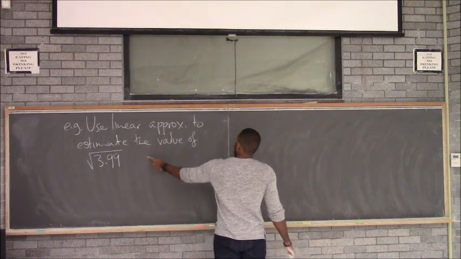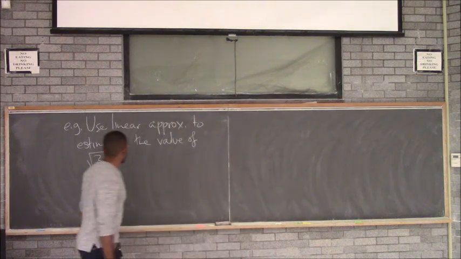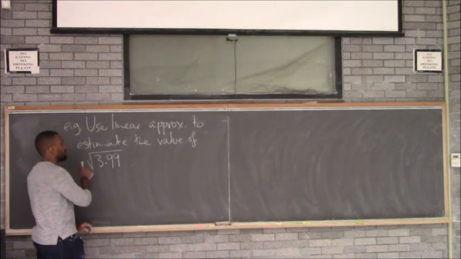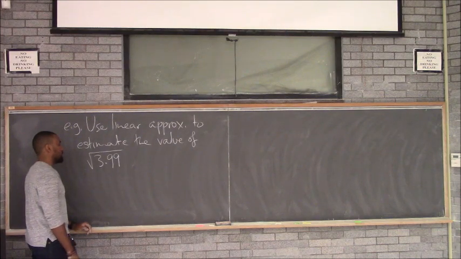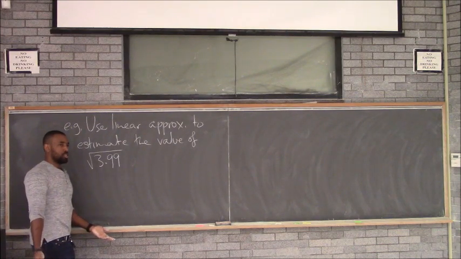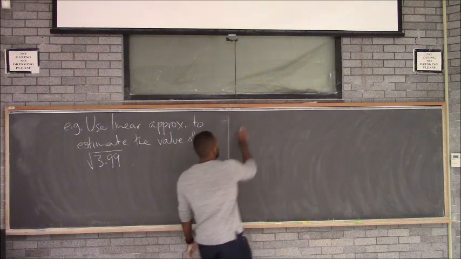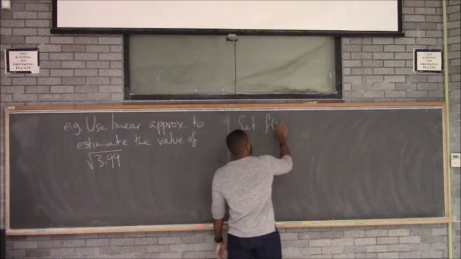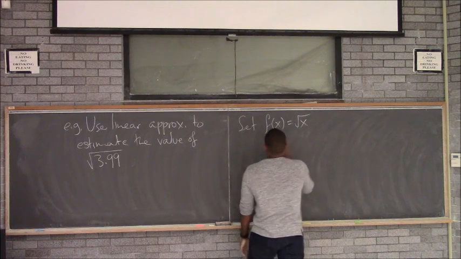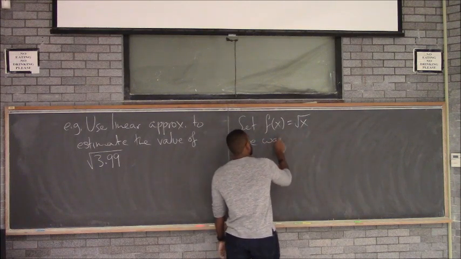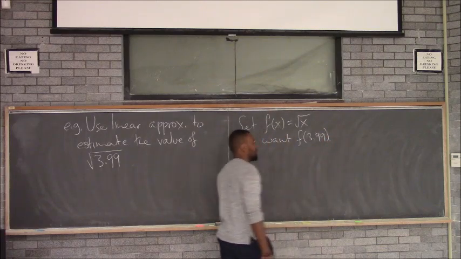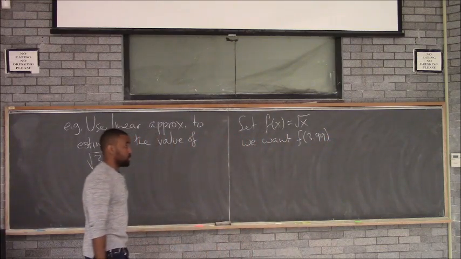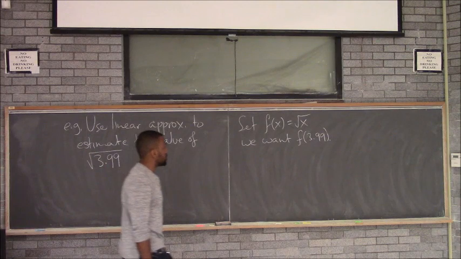So, what you would do is you're going to want to find a function that will model the thing you want to approximate. You want to approximate the square root of 3.99. What is the obvious function to use? Well, the square root of x. Set f of x equals the square root of x. We want f evaluated at 3.99. Now I don't know exactly what that answer is. What I'm going to do is approximate that answer using a tangent line.